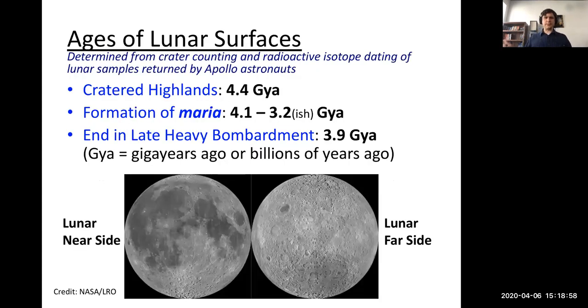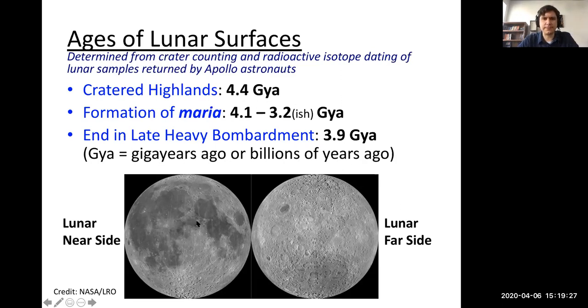What do the absolute dates come out to be? Since we have all of this, we can start looking at the moon and we can already see some pretty amazing things that are telling us the story of its formation and evolution. The cratered highlands are about 4.4 Gya, G-Y-A. Okay, it's not really Gya, although it's fun to say it that way. Gya means giga years ago, billion years ago. So 4.4 billion years old.